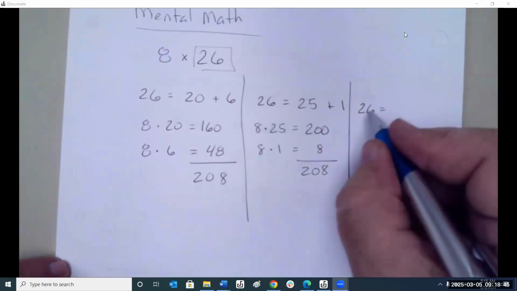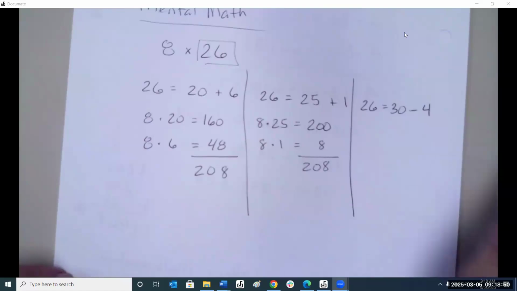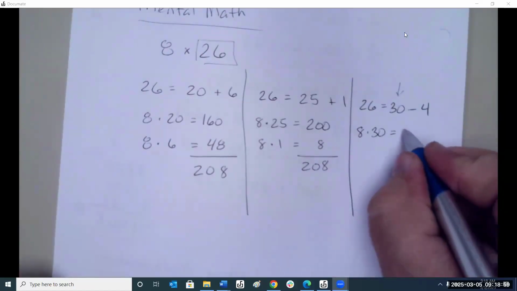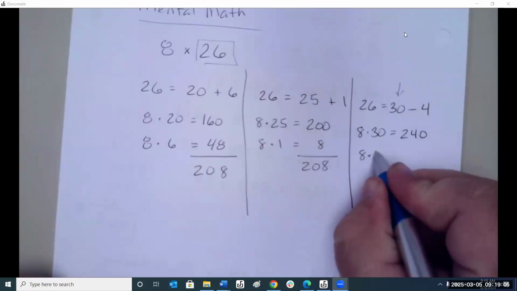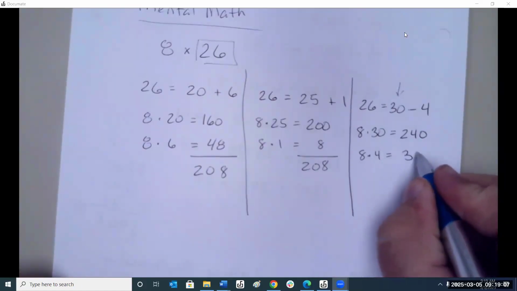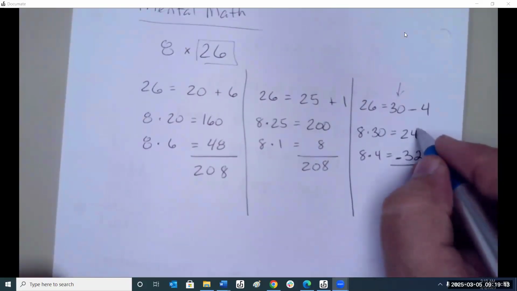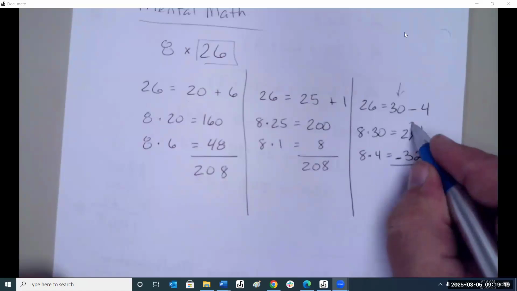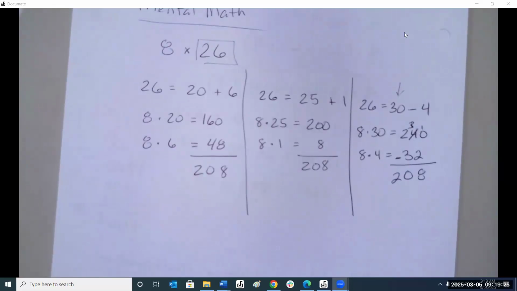Or you can go bigger. 26 is the same thing as 30 minus 4. Because you're going to pick whatever number is easiest for you to do that calculation. So 8 times 30 is what? 240. 8 times 4 is 32. Now we subtract them. So carry the 1. 10 minus 2 is 8. 3 minus 3 is 0. And there we have it.